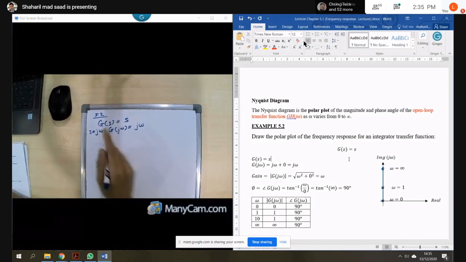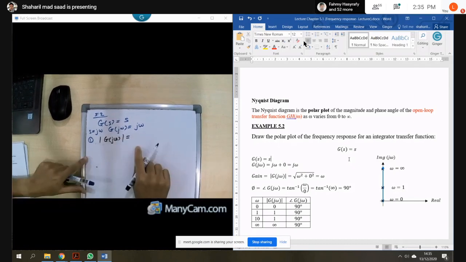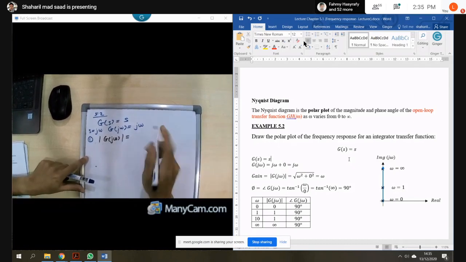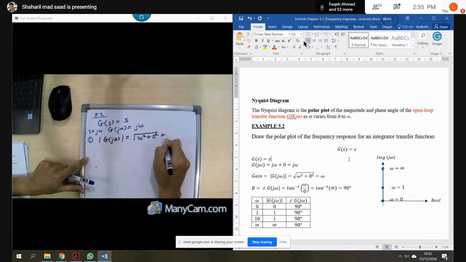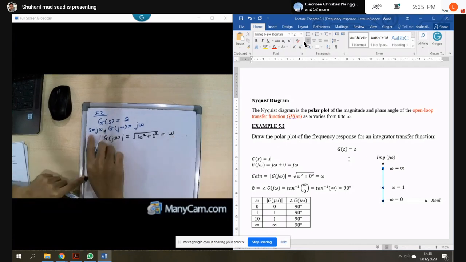First step, you want to find out the gain. So j omega here, how to find the gain? The gain is the square root of omega squared plus real 0 squared, because you don't have a real part, you have only the j. Then you get omega. Done, this is the gain.